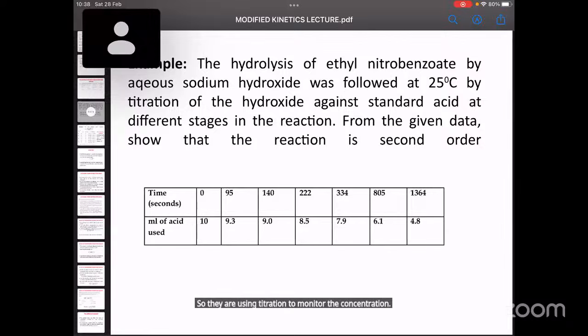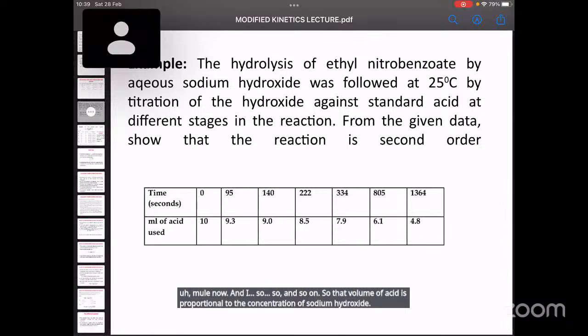Now, at the beginning, at time 0, it was 10 mL. That was the starting point. That is, they used 10 mL, meaning that whatever concentration of sodium hydroxide we had at the beginning would take 10 mL of acid to be neutralized. At 95 seconds, it took 9.3 mL, meaning that at that particular point, the concentration has decreased and it can only take 9.3 mL now. And so on. So that volume of acid is proportional to the concentration of sodium hydroxide.